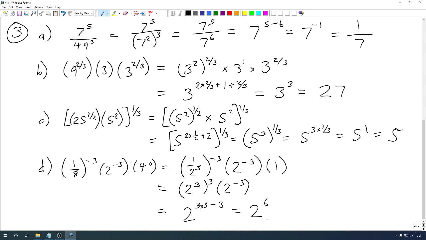We could leave it like this. I think they want us to actually write this out as just a number. We need to know what 2 to the 6th power is, and that turns out to be 64. There's a couple ways you can think about that. You could say 6 is 3 times 2, and so really we're talking about 2 to the 3rd power, then squared. But 2 to the 3rd power is 8. 8 squared is 64. That's one way you can do it.